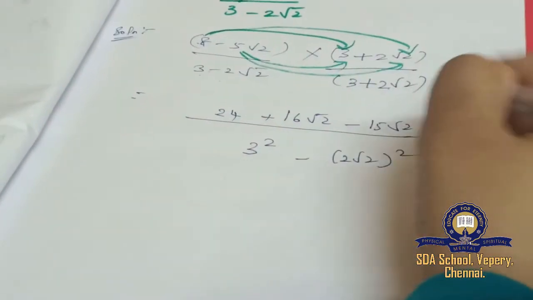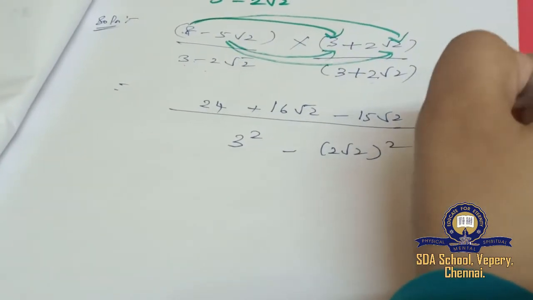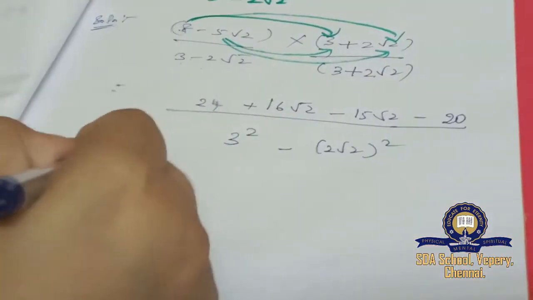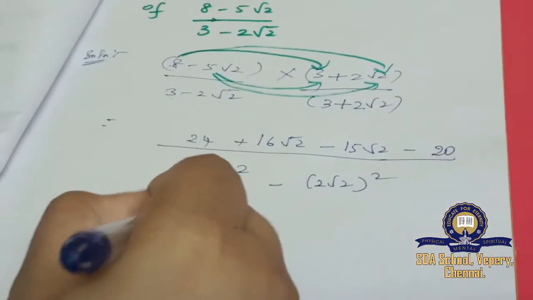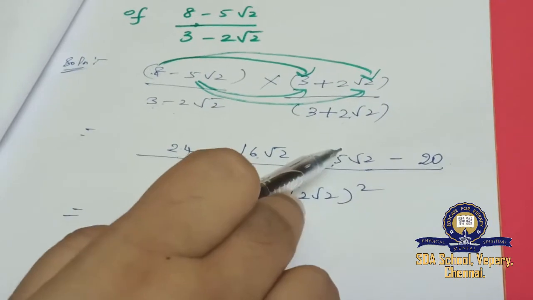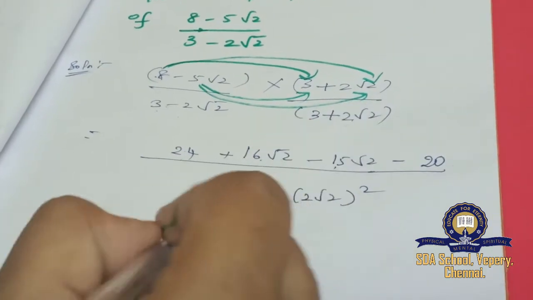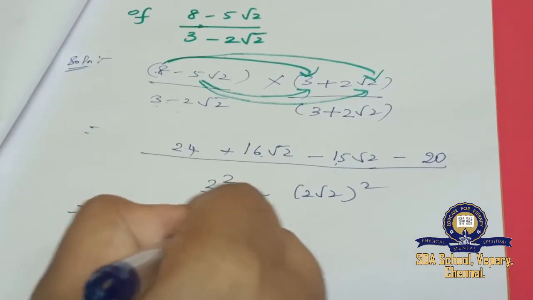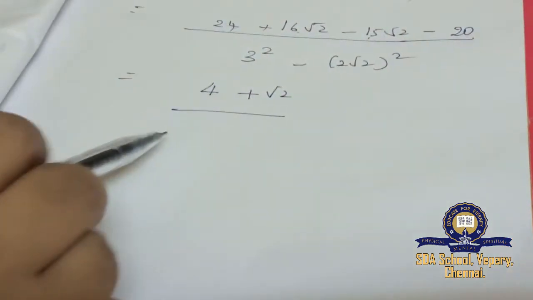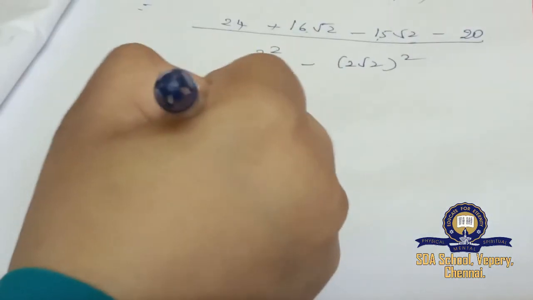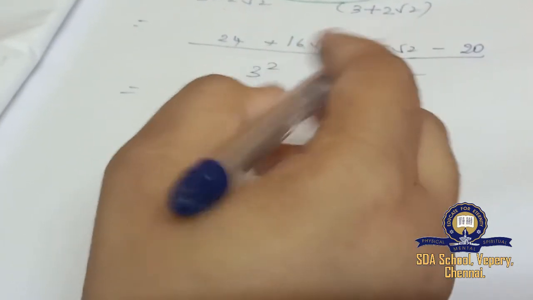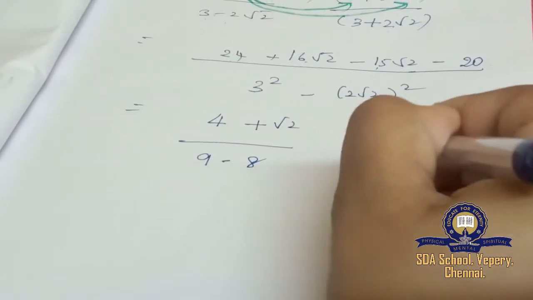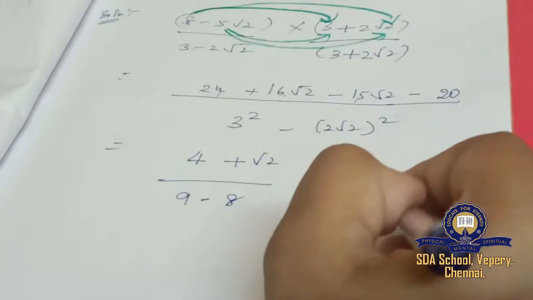then what will I get? 10 into root 2 into root 2 will give me 2 itself. 10 into 2 will give me 20. Okay, then 24 minus 20 is 4. Then 16 root 2 minus 15 root 2 will give me just plus 1 root 2. Then 3 square is 9. 9 minus 2 root 2 the whole square. For this I will get 4 into 2. Yes, 4 into 2 is 8. So what I have is 4 plus root 2 divided by 1.